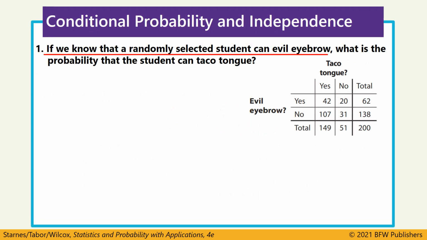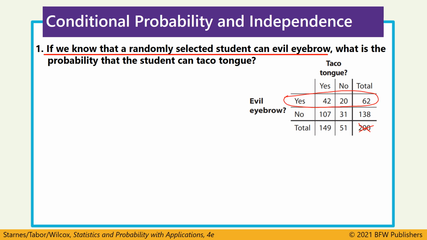Now the conditions for conditional probability problems are often built right into the wording of the problem. So for example, if we know that a randomly selected student can evil eyebrow, what's the probability that the student can talk with tongue? So that red underlined portion is the condition. So that's telling us we're no longer looking at all 200 people in our sample. Okay, we only care about the people who can evil eyebrow.